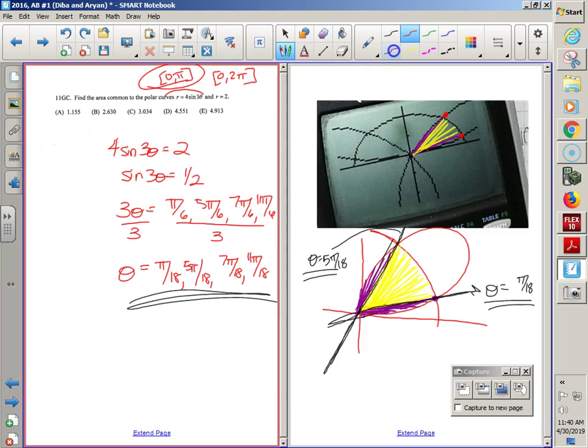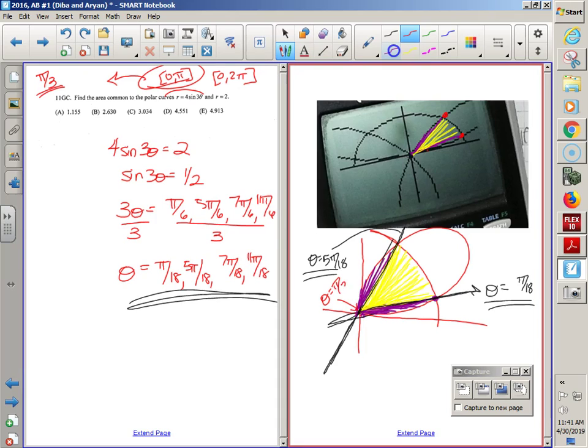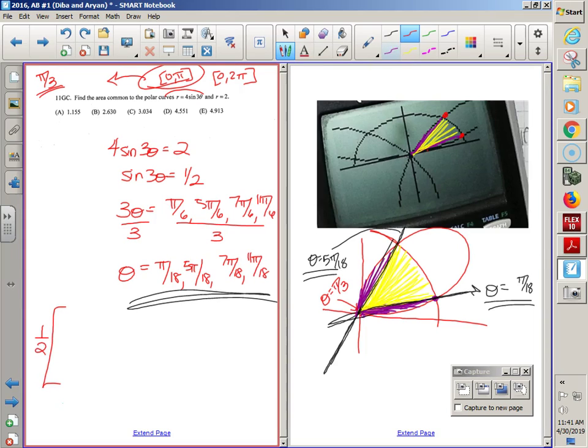If the rose completes in 0 to pi, every petal takes up 1/3 of that space. One petal should take pi over 3 to complete. So I could have the ending of this whole situation be theta equals pi over 3. One way of doing this problem would be a big old 1/2 out in front.